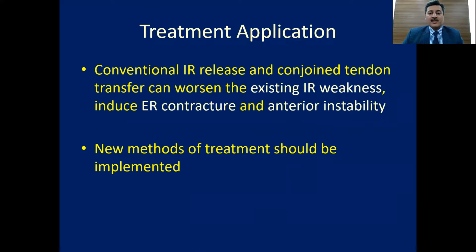What is the treatment application of this study? If we offer conventional internal rotator release and conjoint tendon transfer to this cohort of patients, we can worsen the existing internal rotator weakness, induce external rotation contracture and anterior instability, which in turn will hamper the ability of a child to abduct the arm. So we have to come up with new methods of treatment.